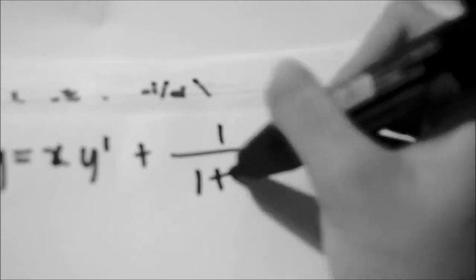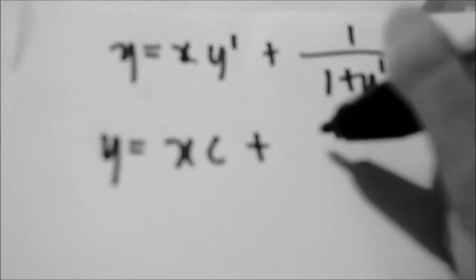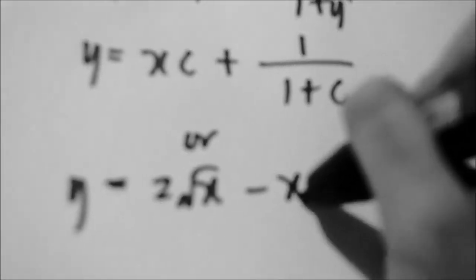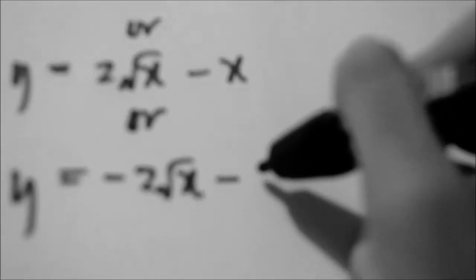To sum it up, there are 3 solutions of the differential equation y equals x y prime plus 1 over 1 plus y prime. So these are y equals x c plus 1 over 1 plus c, or y equals 2 square root of x minus x, or y is equal to -2 square root of x minus x.